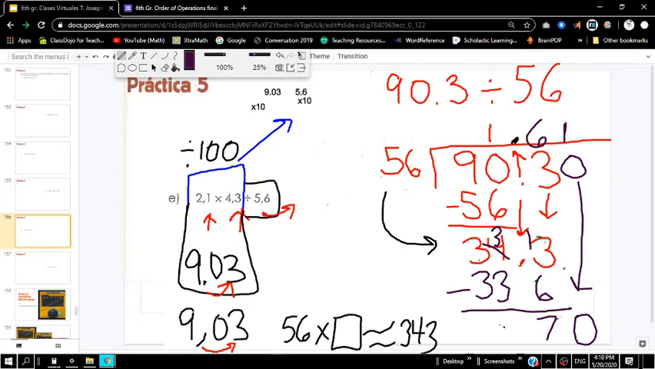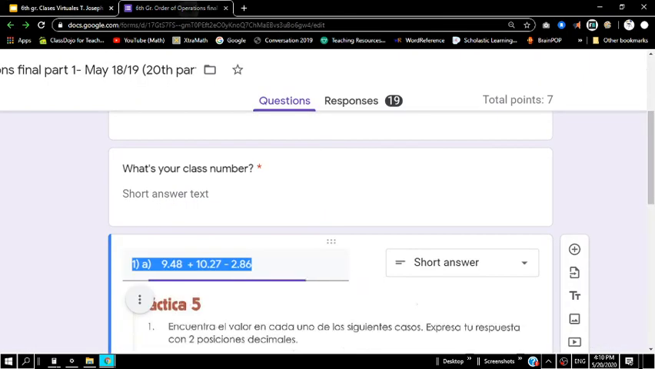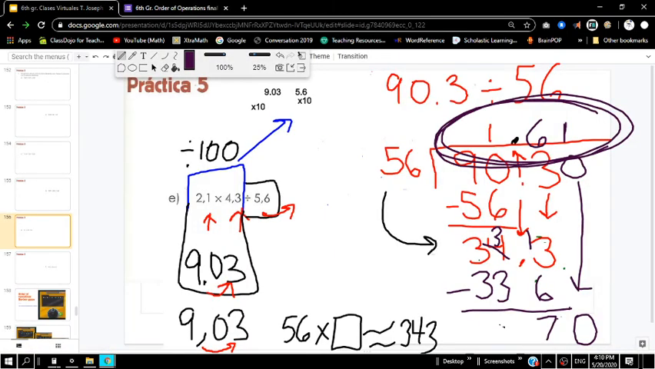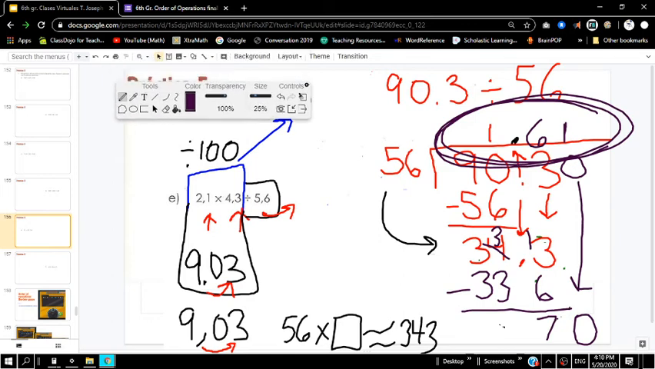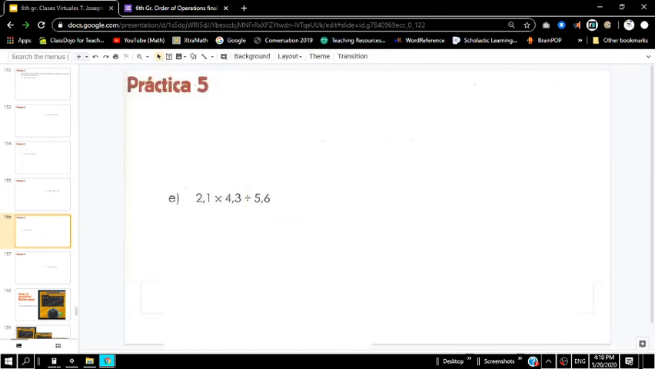So your final answer for letter E is 1.61. Put that inside of your answer blank, inside of the Google form. Okay, it's important. And let's do maybe 1 or 2 more problems. Let me erase all of this. And let's do letter F.